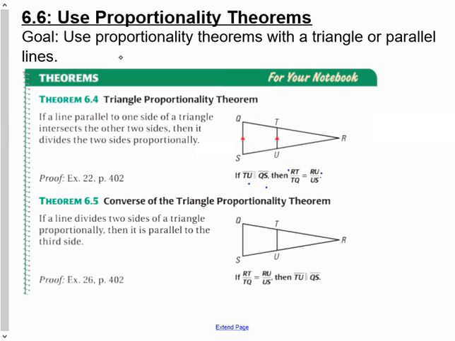Next one is the opposite, the converse. If the sides are proportional, if those two pairs are the same and they equal the same ratio, then we can add the parallel arrows on the sides.